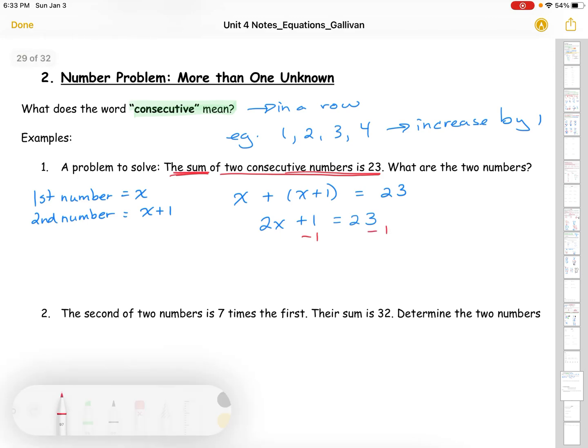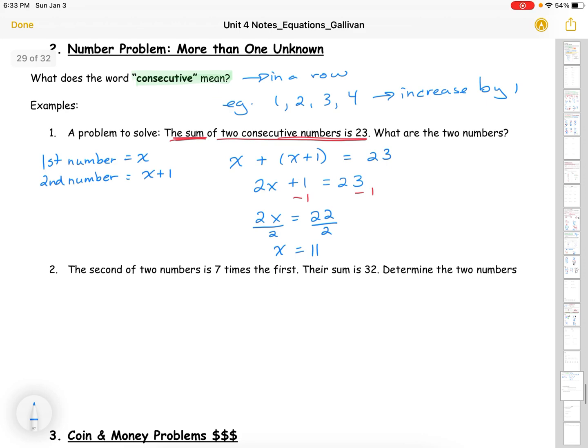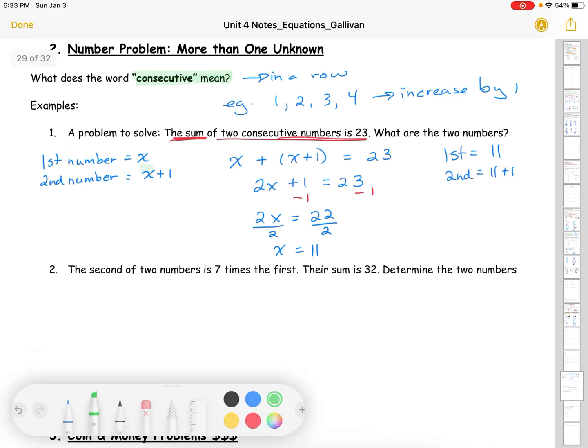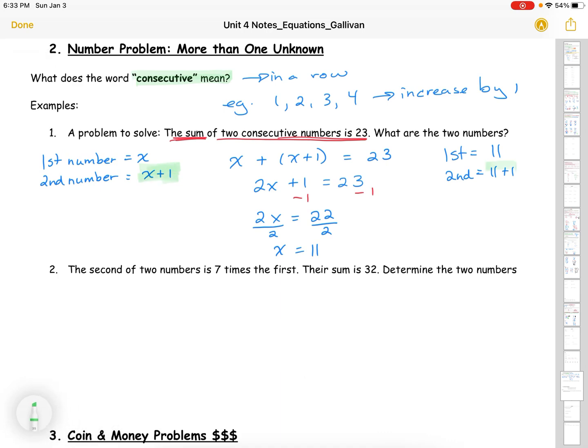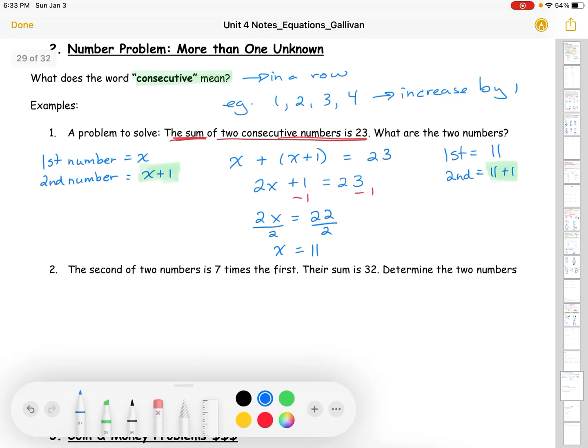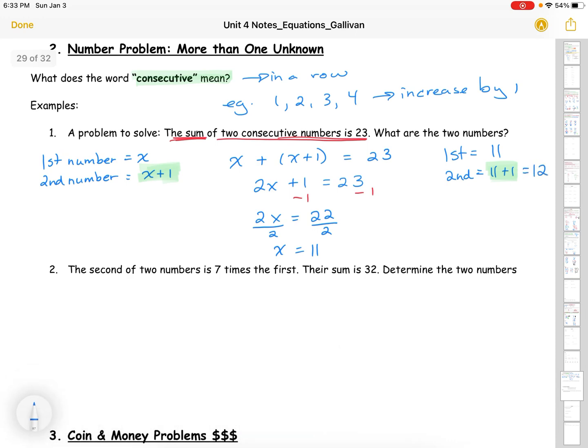And now I'm going to solve. So I'm going to minus 1 from both sides. So I'll get 2x is equal to 22. Then I divide both sides by 2, and I'll get x is equal to 11. Now, I know that the first number is x, so my first equals 11. My second equals 11 plus 1, because if I look over here, it equals x plus 1, right? So my second number is equal to 12.